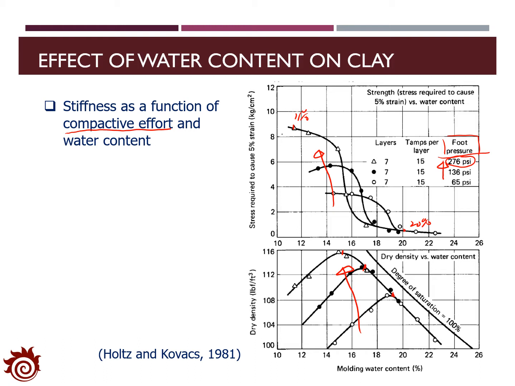In addition, for a fixed foot pressure, we can see that the dry density will increase when the moisture content is smaller, and this increase is actually caused by the lubricating effect. While when the water content is higher than the optimal value, then we will observe a decreasing trend for the dry density, and this is usually caused by the water entering the pores of the soil particles.